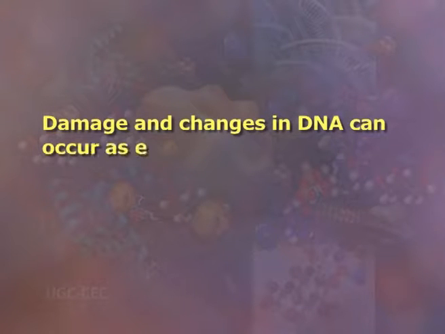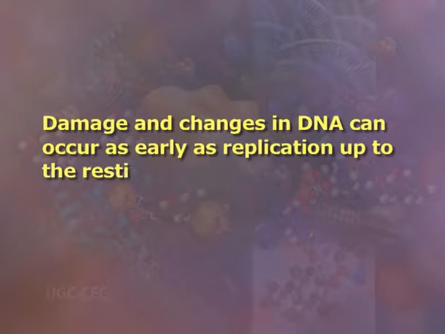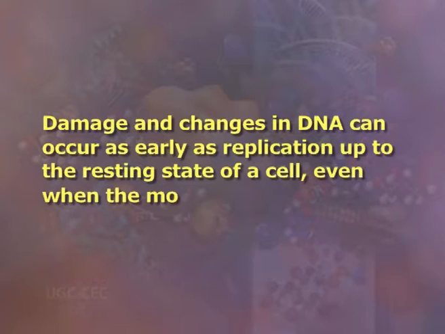This definition is valid for haploid and diploid cells as well. In fact, the survival of a species can be at stake if its nucleotide sequence is not preserved intact. We can say that there is no other molecule whose integrity is as vital to a cell as DNA. Damage and changes in DNA can occur as early as replication up to the resting state of a cell, even when the molecule is inactive.